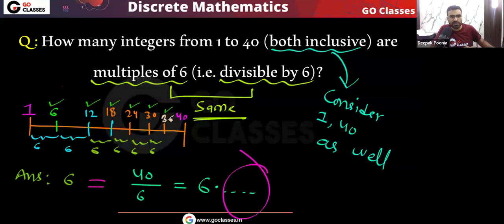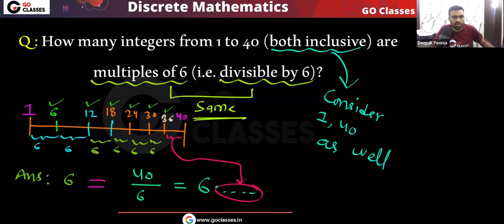Why this 6 point something? Because you can see there is some extra space here, some space is remaining. You can see the last value that is divisible by 6 is 36. So you can see clearly there is some space remaining. Look at this space. This space is clearly remaining, and because of this the decimal is coming. I hope you understood.